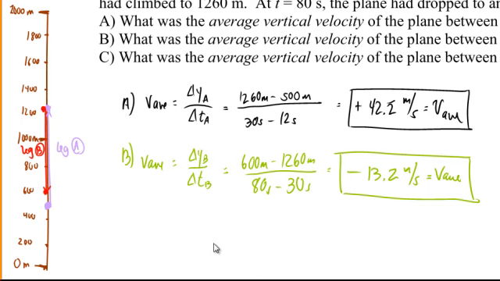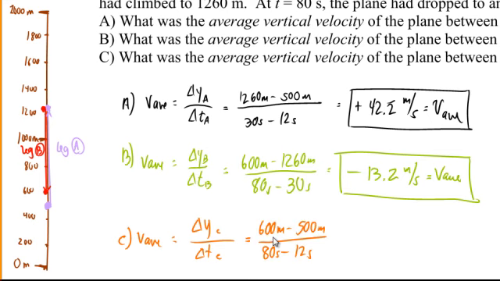Now, part C. We take the average vertical velocity between the two times that we're interested in. Final position, in this case, is 600 meters, and the initial position is 500 meters. The time interval is from 12 to 80 seconds. And now put in the numbers, and I get that the average velocity was positive 1.47 meters per second. The reason for that is that the displacement was positive in this time interval.